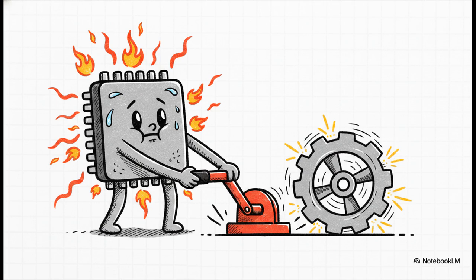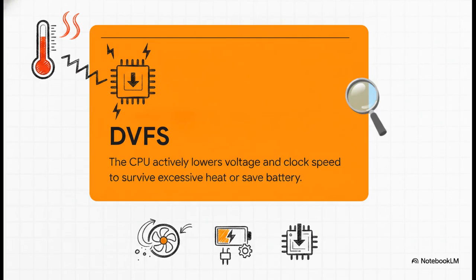So the crucial point is, this is not a glitch. Thermal throttling is actually a built-in survival mechanism. It's the processor actively, deliberately slowing itself down to protect from literal physical silicon meltdown. The technical term for this self-preservation is dynamic voltage and frequency scaling, or DVFS. When the thermal sensors start screaming that it's getting way too hot, the CPU drops its voltage and lowers its clock speed, shifting down to lower P states just to survive the heat or stretch out your battery life.